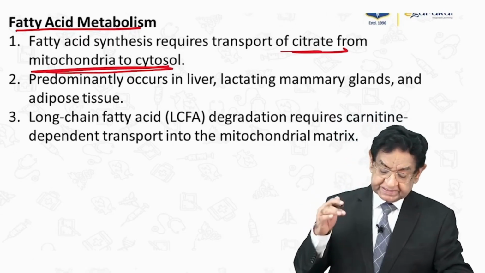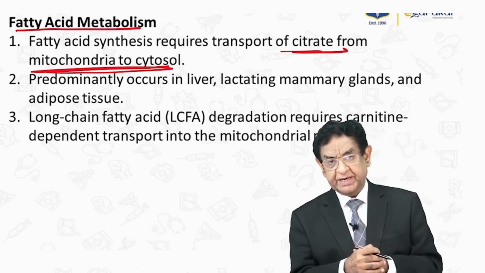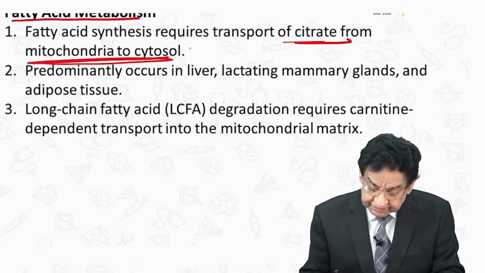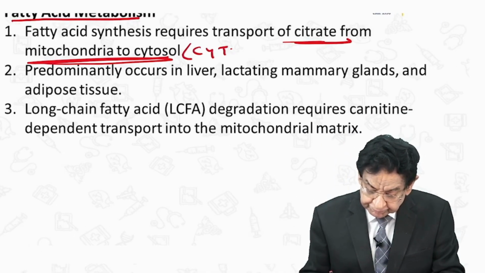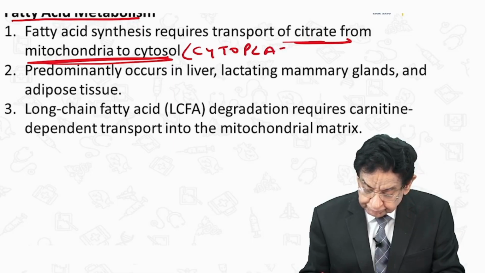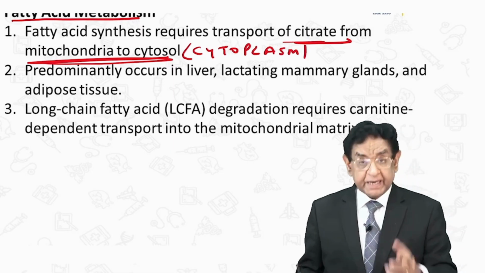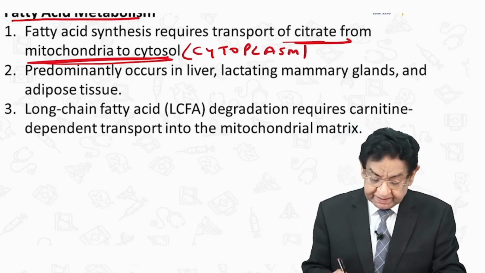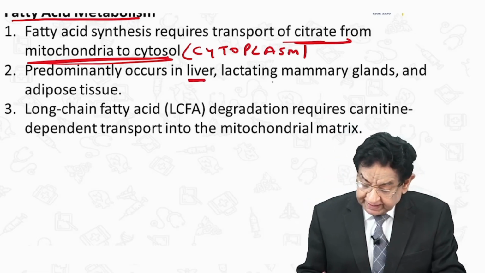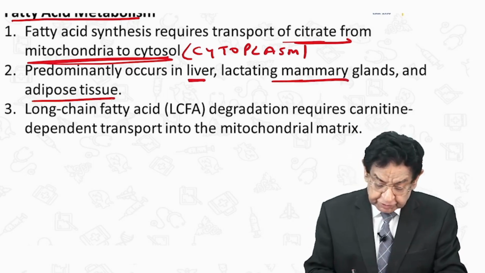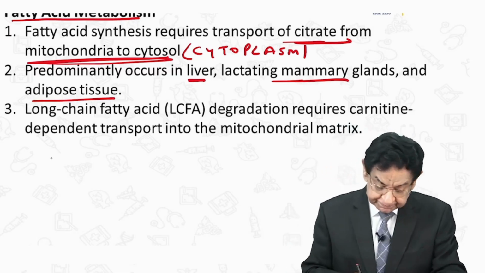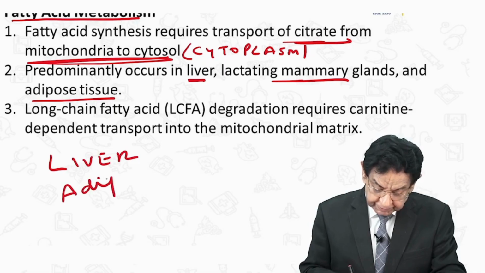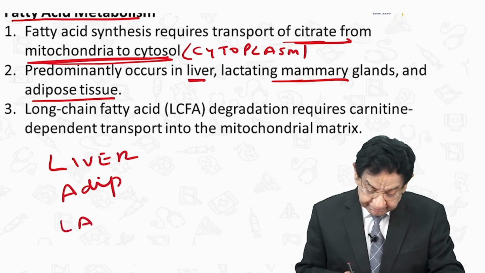So simply, fatty acid synthesis requires transport of citrate from mitochondria to the cytosol, also known as cytoplasm. Now this sentence we knew, but where does this primarily happen? It happens in three places: liver, adipose tissue, and lactating mammary gland.